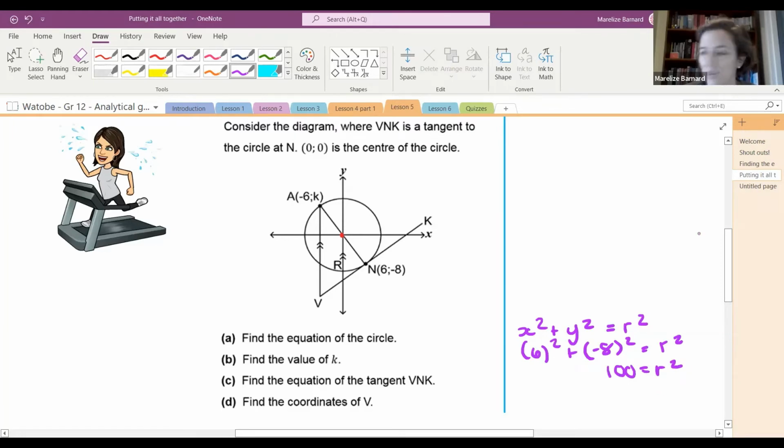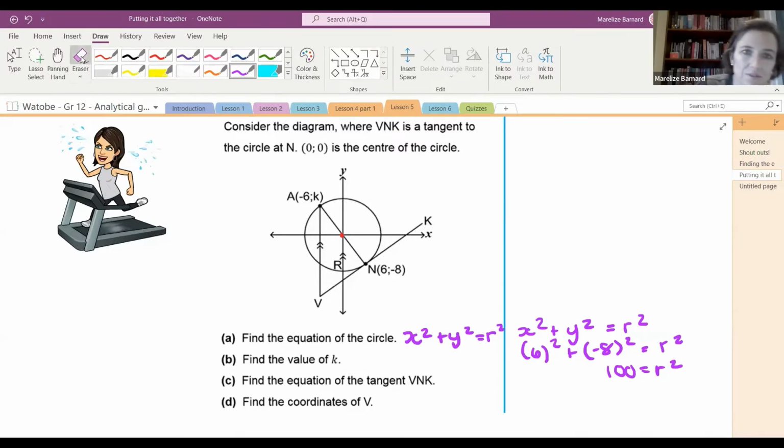Okay, well done for those who have posted in the chat and who have gotten that one spot on. If your radius is not 100, just check again how you actually ended up calculating it. So that's x squared plus y squared is equal to 100, not r squared, just 100.